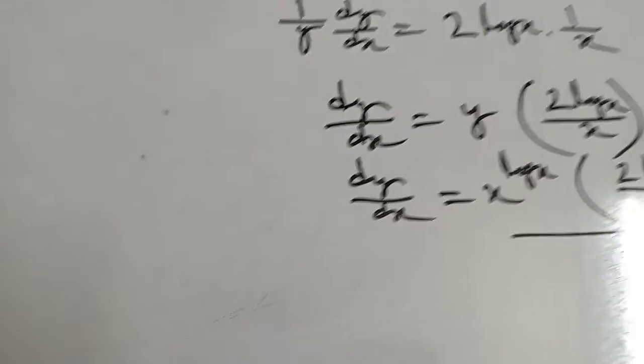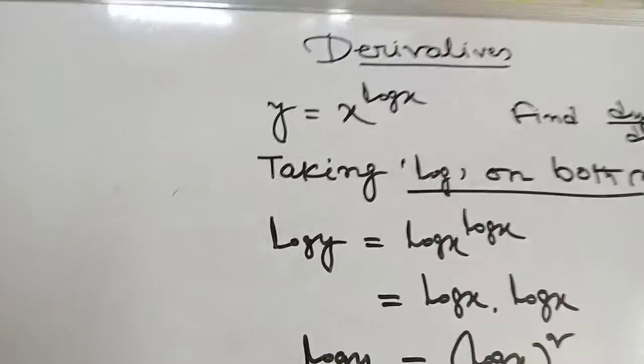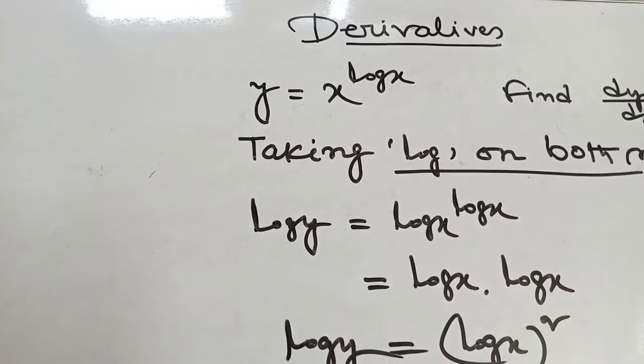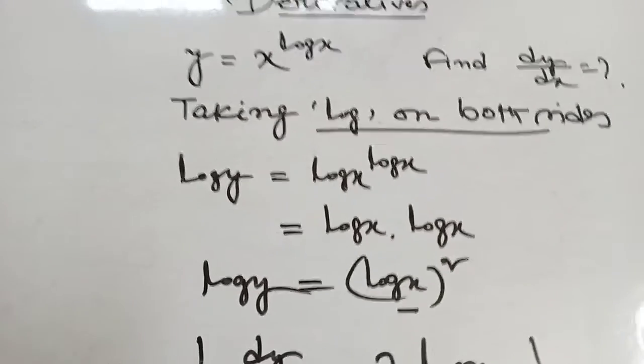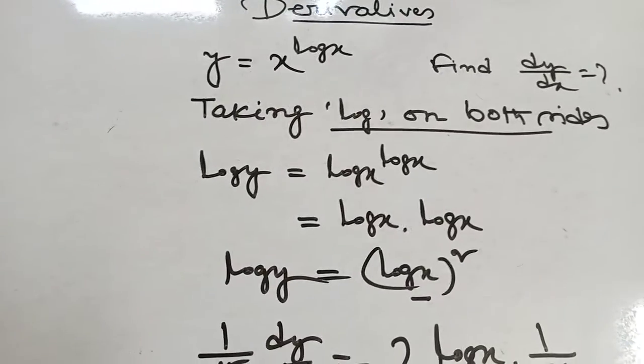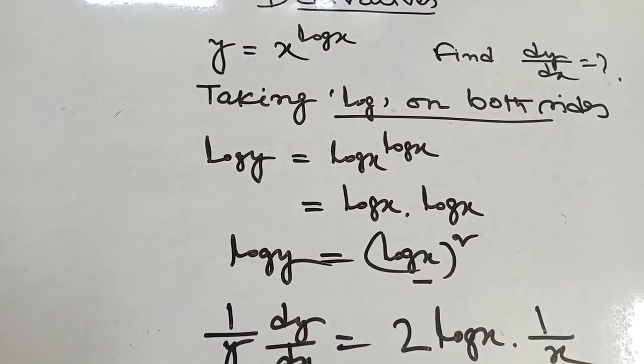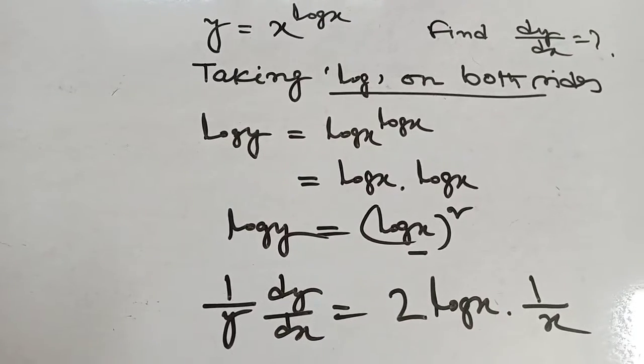Okay, that means y equal to x to the power log x, find dy/dx. At first taking log on both sides, it will be log y equal to log x to the power log x. It will come log x into log x, that means (log x) whole square.